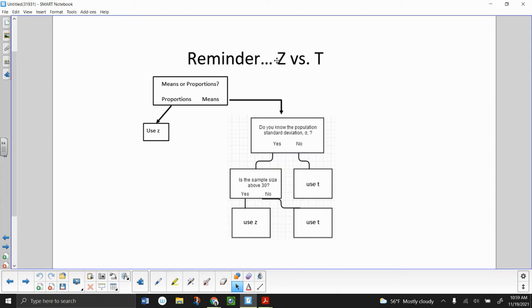So just a reminder, when deciding between z and t, with proportions, we always use z. But for means, we have to know the population standard deviation, and our sample size has to be greater than or equal to 30 in order to use z. Otherwise, we should be using t. So the same rule follows with hypothesis testing.